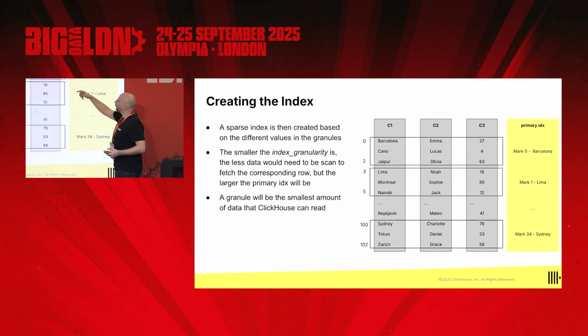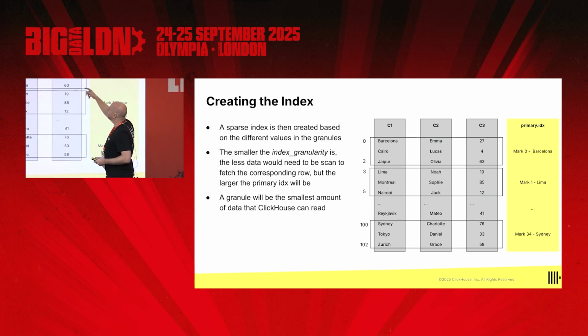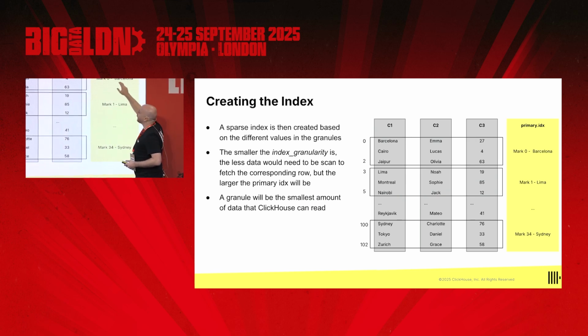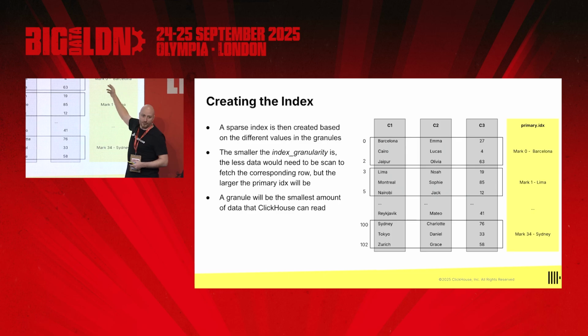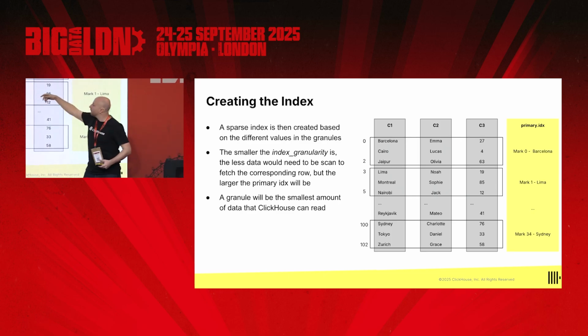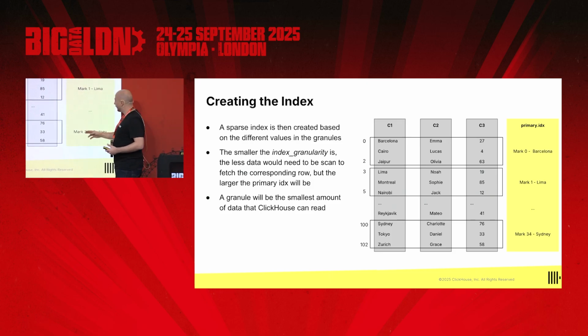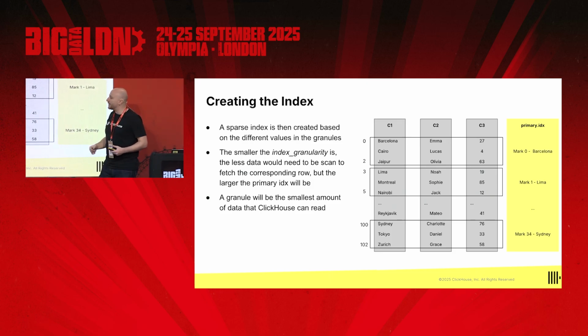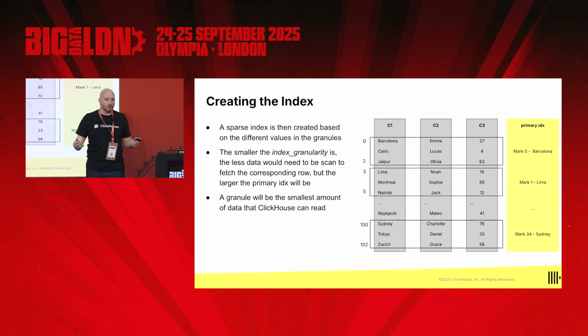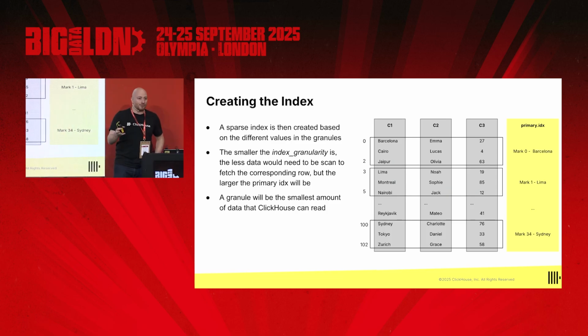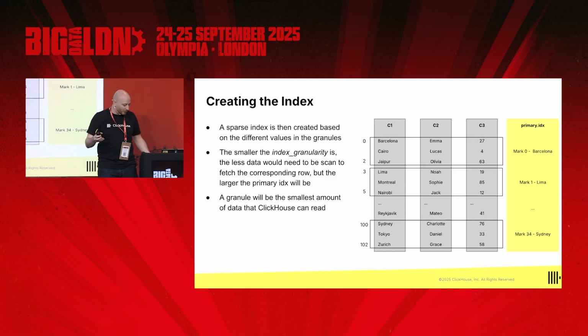So for example, for the first mark that we have here, we are going to say, okay, this mark starts with Barcelona, because this is sorted. So we can say it starts with Barcelona. The second mark starts with Lima, for example. And the last mark starts with Sydney. And then we can use these marks to actually do a binary search, which will be very efficient, and retrieve the data that we need to read very efficiently.